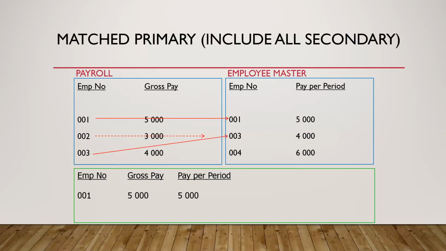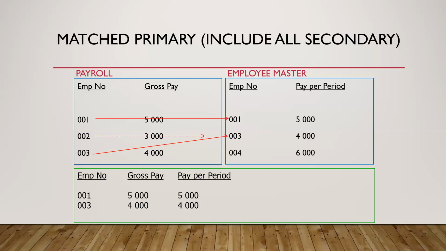Okay, so I'm going to move on now to the next one. Employee number 3, do they appear in the other table? Yes, they have a match. Therefore, I'm going to write employee number 3, the gross pay was 4,000 and pay per period was 4,000 in my results table. Now, I would normally stop here because I've worked through everything in the primary table, but there's this option called include all secondary that has been selected. It says to me and to ACL, go through the secondary table quickly. Check, is there any employee number without an arrow going towards it? And it turns out there is.